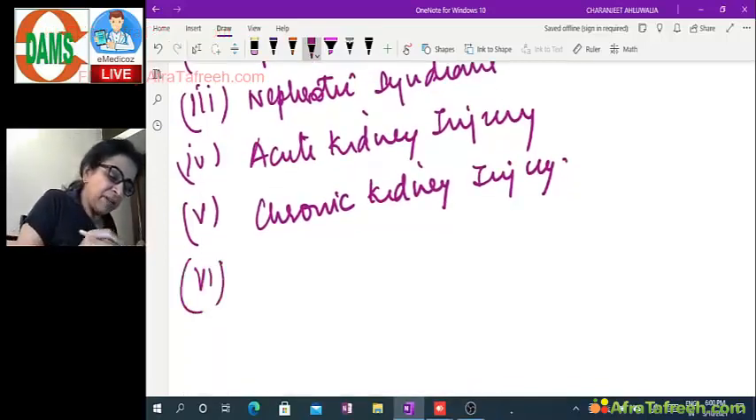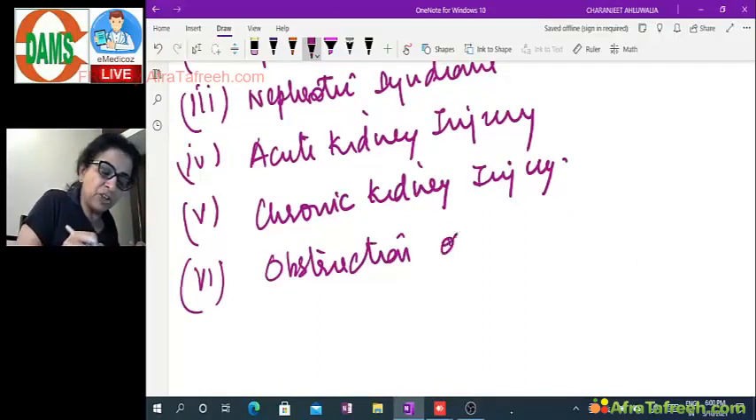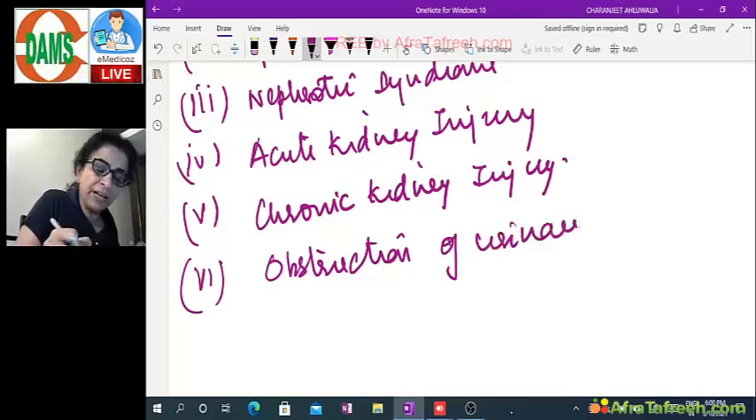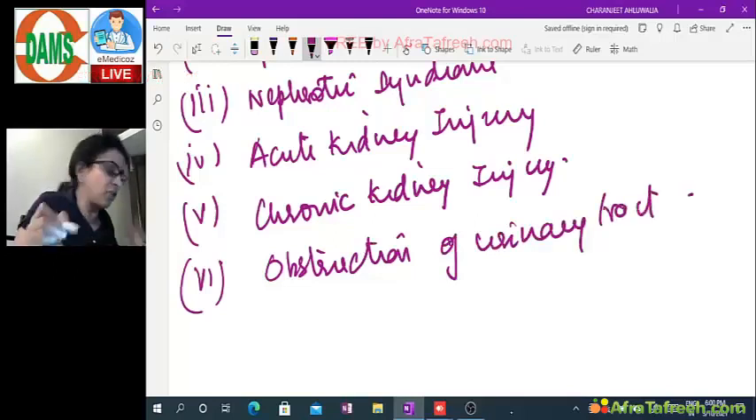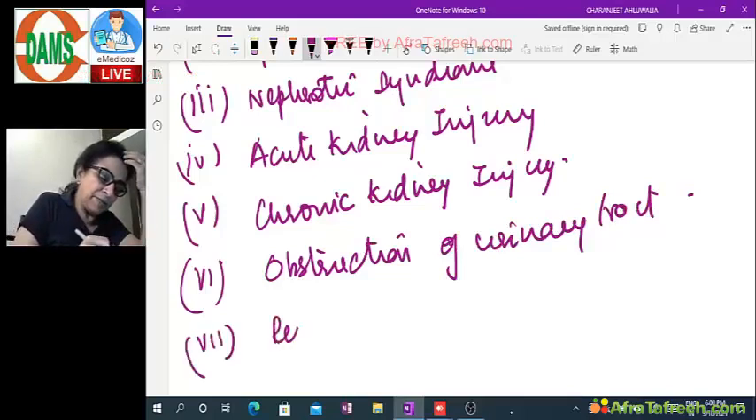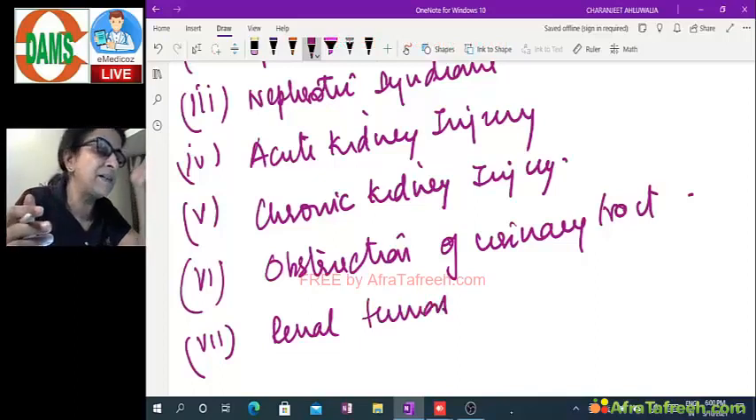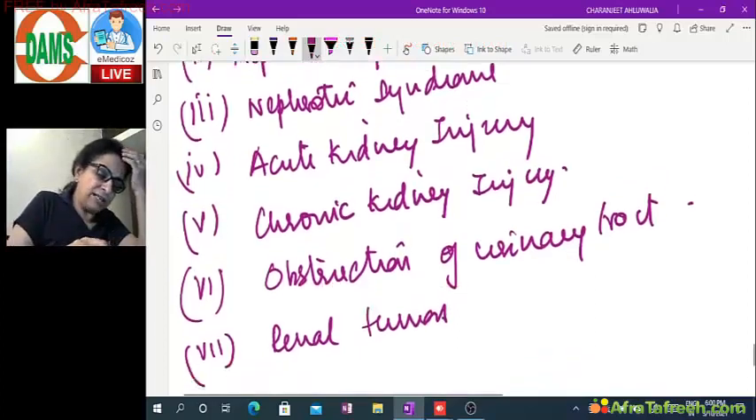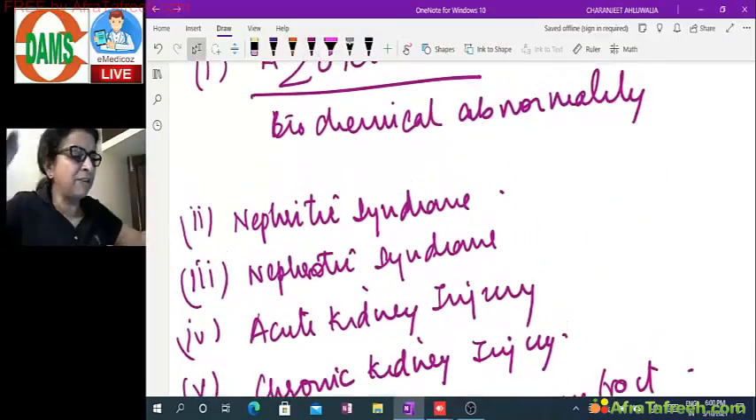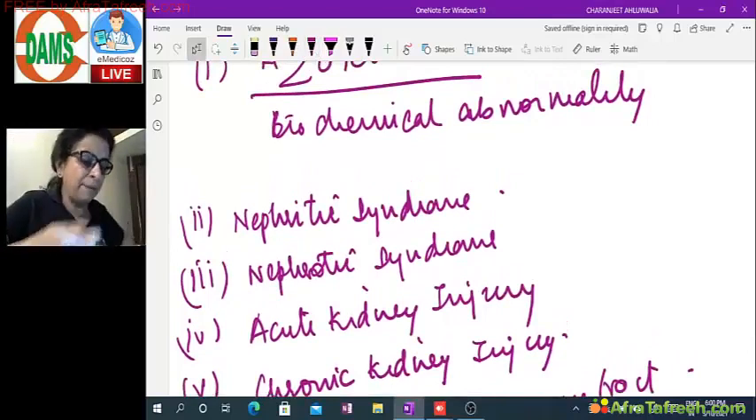Sixth, a patient can come with obstruction of the urinary tract, or you can have renal tumors. Renal tumors can have their own manifestations, like a flank mass, etc. So these are the manifestations. I am just giving you an outline. We will study this now and everything will become clear.